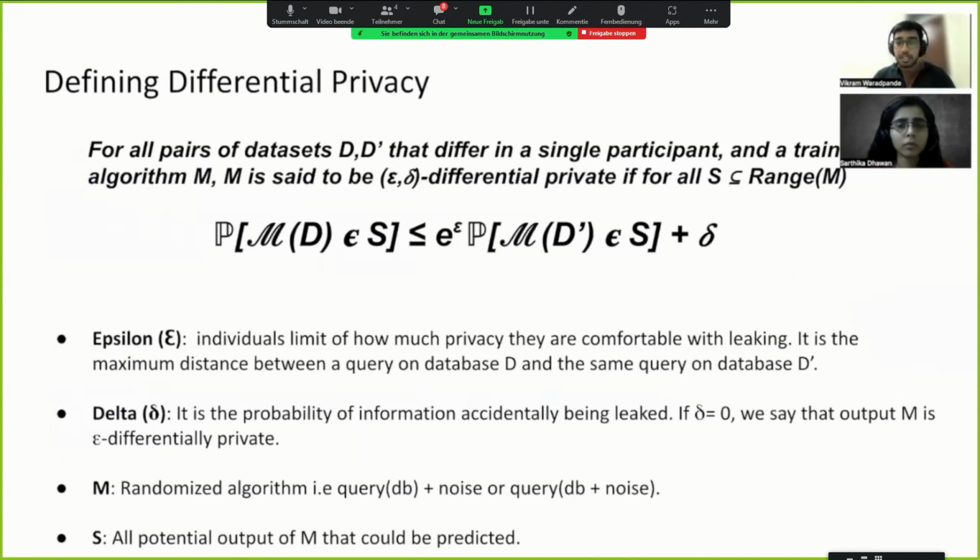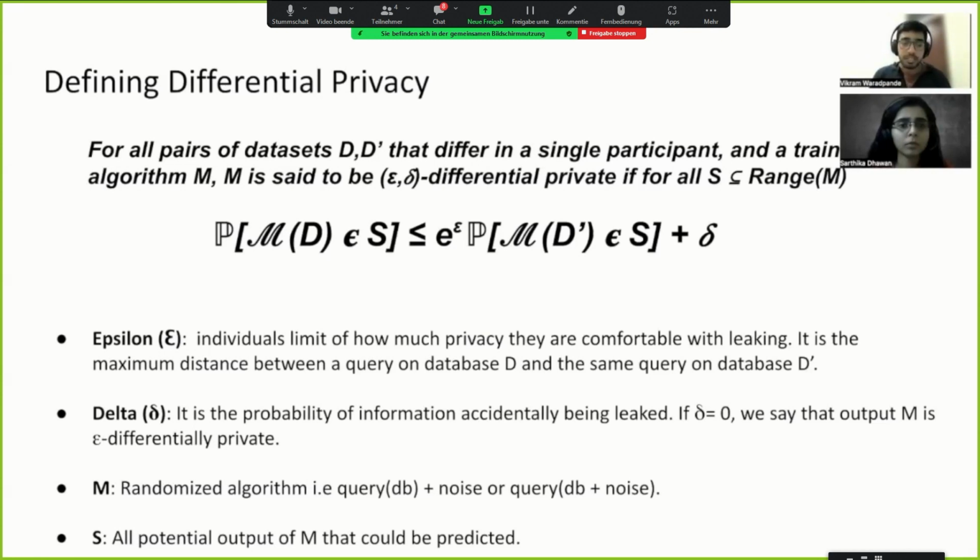So now let's mathematically define differential privacy. The definition goes like this: for all pairs of datasets D and D prime that differ in a single participant. So D and D prime here are the adjacent databases that I talked about. So we have these two databases and a training algorithm M. We call this algorithm M epsilon delta differentially private if for all S, where S is the range of M, that is all possible output values of M, the following equation is true.